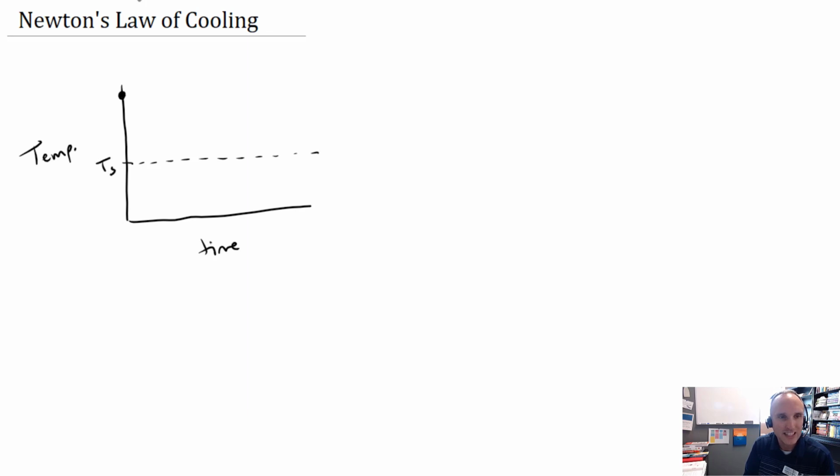Let's call this T sub S for temperature of the surroundings. And you can imagine that unless there's something maintaining the temperature of the object, the temperature of the surroundings is going to cause the object to cool over time. Theoretically, the temperature will get closer and closer to the temperature of its surroundings. So how do we model this sort of cooling behavior?